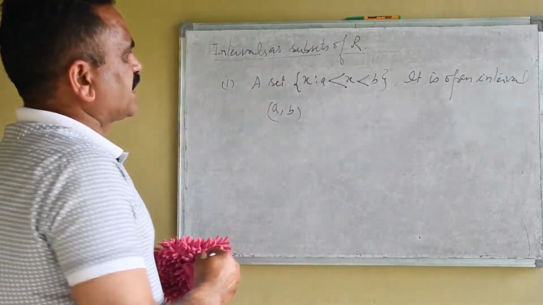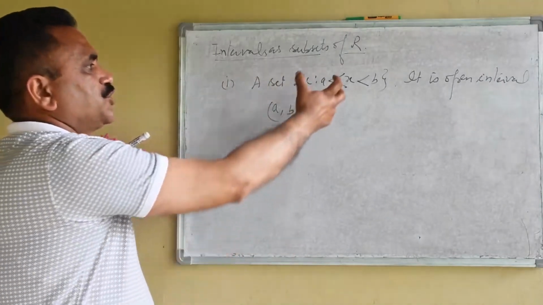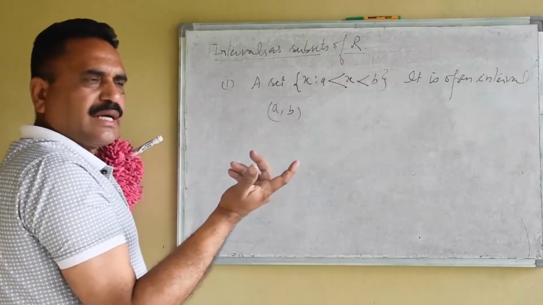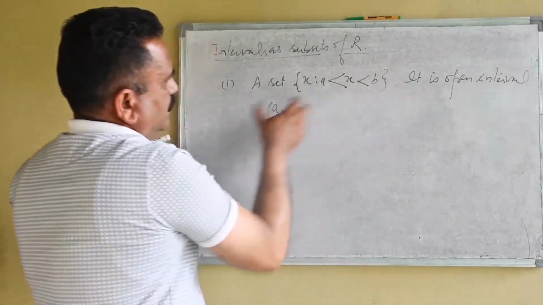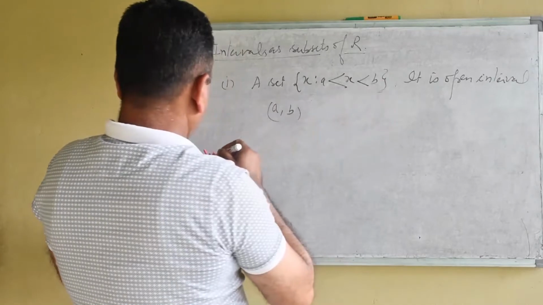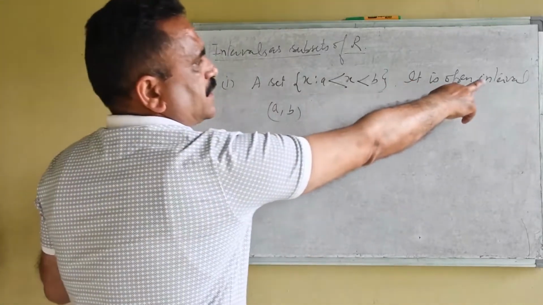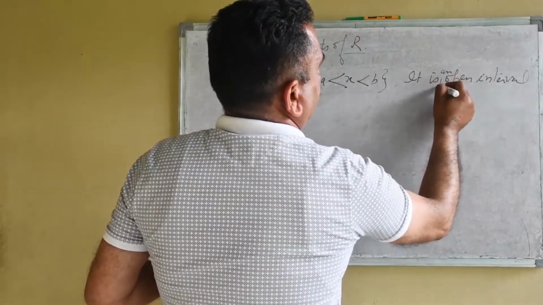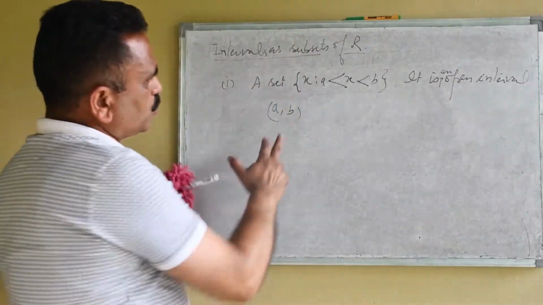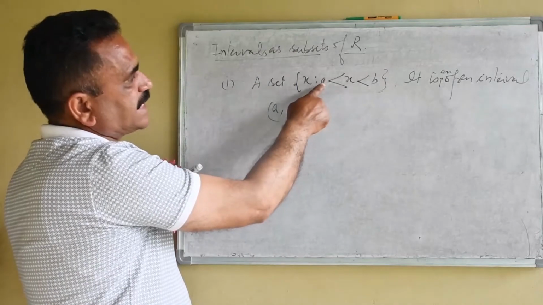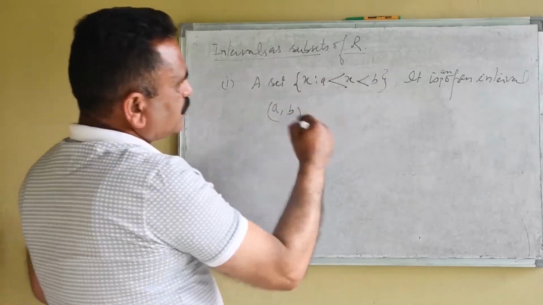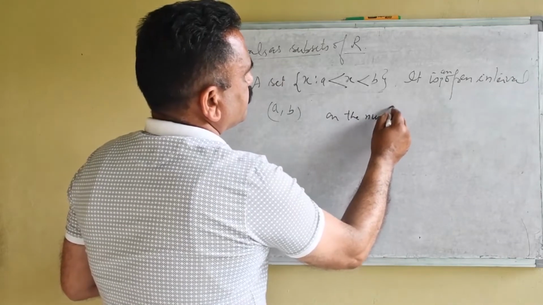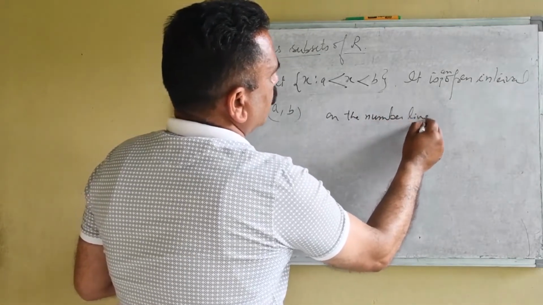We have a set of x in which x is greater than a and less than b. That means this set can be written in the form of an interval. It is an open interval. So both sides are open. Why? Because x is strictly greater than a. And on the number line, how can we represent it?